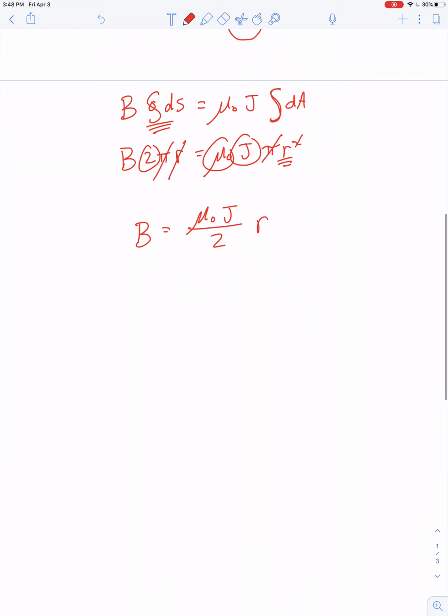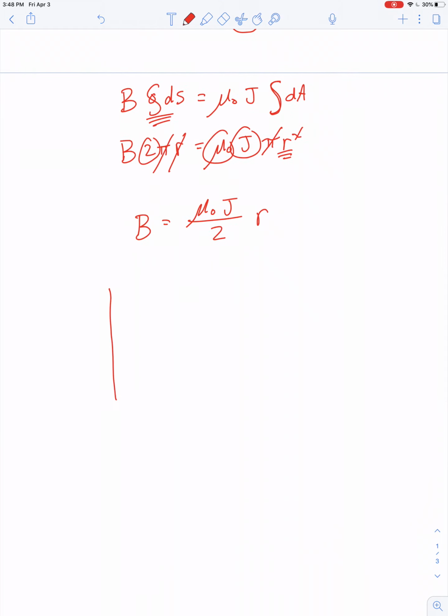So if we were to make a graph of the magnetic field as we work our way out from the center of the wire, then it looks like from the center of the wire all the way up to the edge of the wire that B is proportional to r to the first power, which just means the magnetic field grows linearly until we get to the edge.